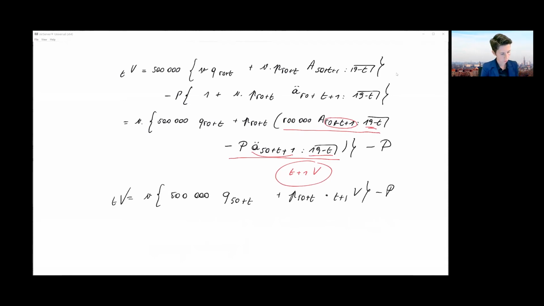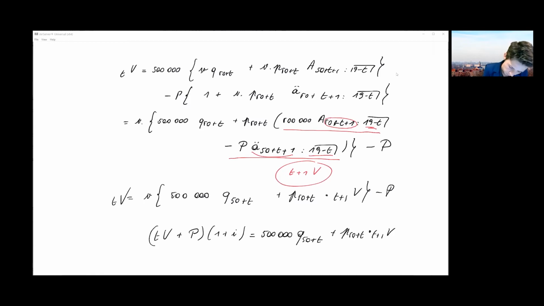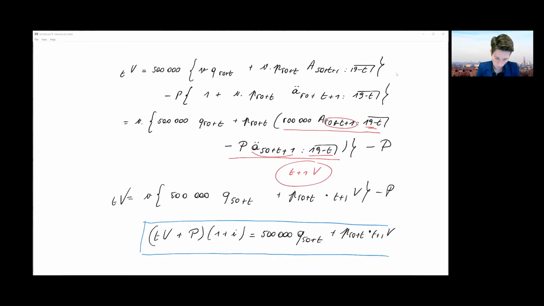And this is the recursion that I retrieve at this point for my policy value at time t. Now, if I do some very last steps, I can see that this brings me to tV plus P multiplied with 1 plus the interest rate is equal to 500,000 times q_{50+t} plus p_{50+t} times (t+1)V, right? So this is the recursion that I wanted to obtain for this particular setting, where I've got an interest rate i that is constant throughout the duration of the contract. I've got a sum insured, so the death benefit is 500,000 euros, the pure endowment is 500,000 euros. I've got a certain assumption about the mortality rates. So that gives me, in this particular case, the following recursive expression for my policy value.